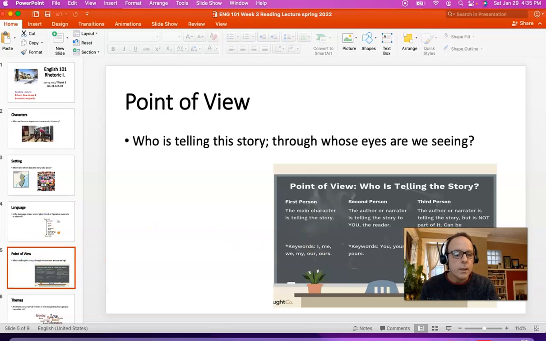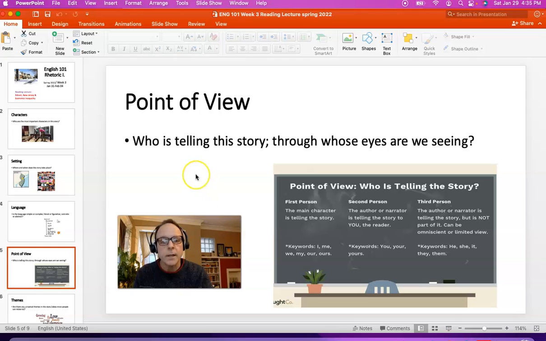Point of view is another one that we talked a little bit about before we started reading. So this is one of the things where, is it first person? In other words, is the writer saying, I did this, I went here, we went there, it was ours? Or is it second person? It's a little rare. Usually second person is not too common, where the story says, you did this, you went there.